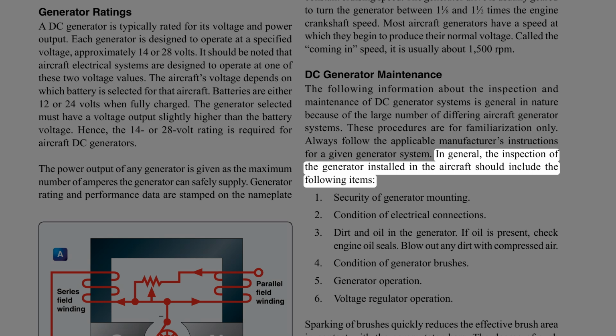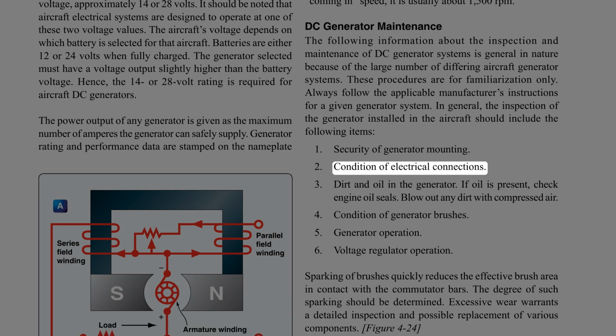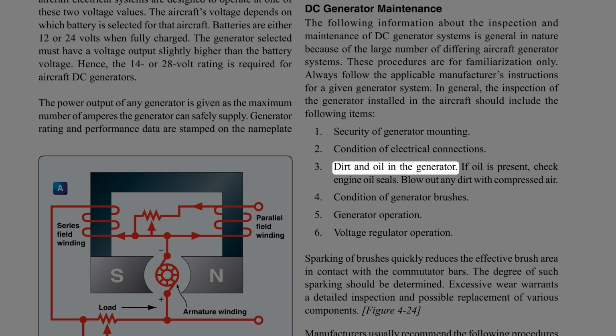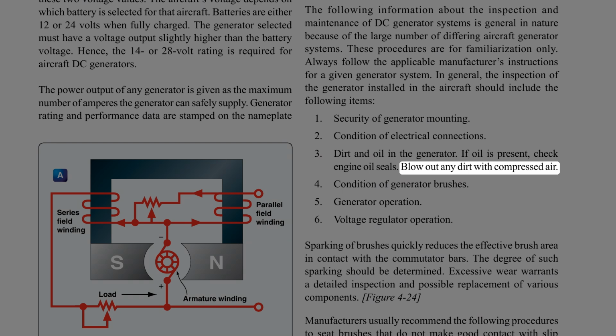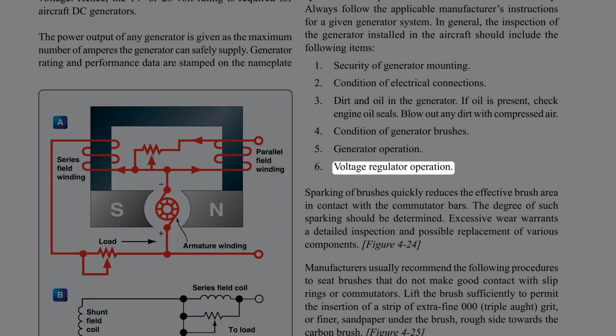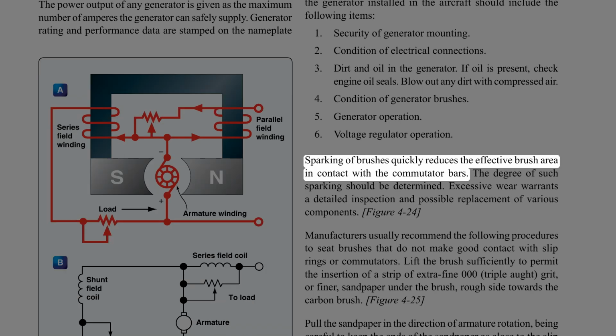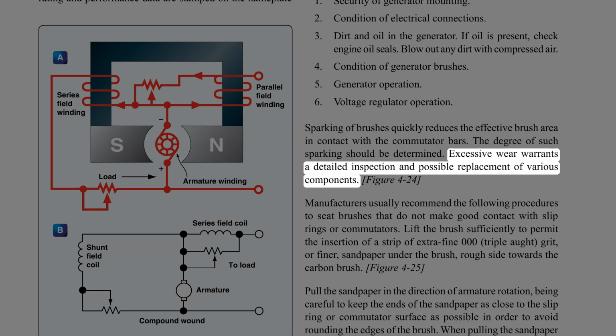In general, the inspection of the generator installed in the aircraft should include the following items: security of generator mounting, condition of electrical connections, dirt and oil in the generator. If oil is present, check engine oil seals. Blow out any dirt with compressed air. Condition of generator brushes, generator operation, voltage regulator operation. Sparking of brushes quickly reduces the effective brush area in contact with the commutator bars. The degree of such sparking should be determined. Excessive wear warrants a detailed inspection and possible replacement of various components.